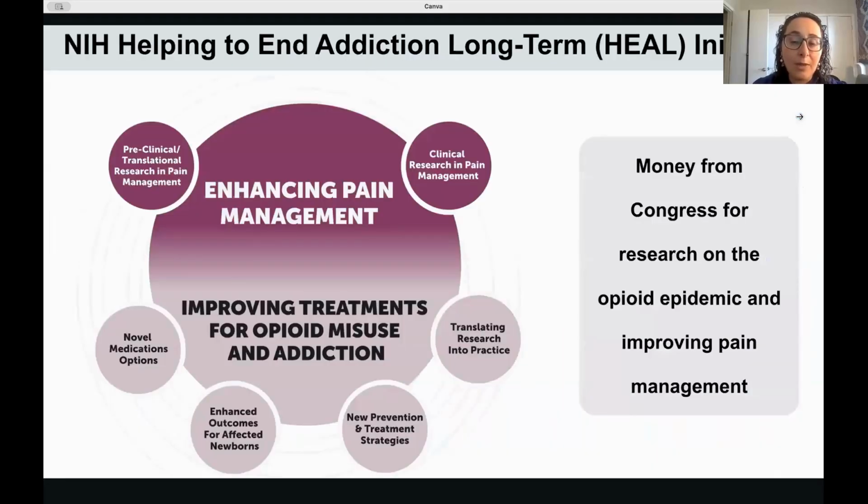And so the goal of the Helping to End Addiction Long-Term Initiative was to increase pain research and really trying to get a sense of ways to improve pain management, as well as increasing funding on the opioid epidemic. And for the purposes of our conversation, we're going to spend more time on the pain side, but really the HEAL initiative came out of a place of identifying the gaps in pain research. And by consulting with researchers, people with lived experience, and clinicians to get a sense of what is needed in the pain field in order to improve pain care.